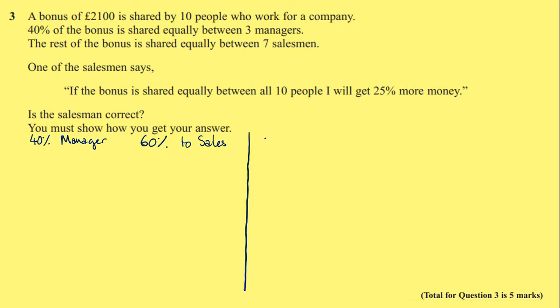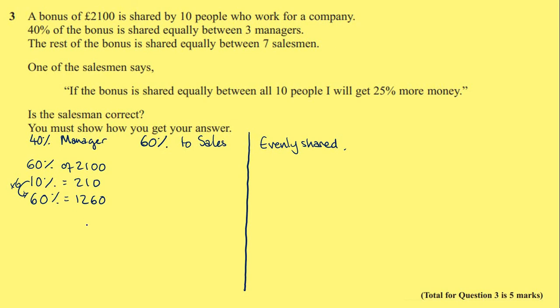Okay, and you've got the other one where it's all evenly shared. So 60% goes to sales in this case. But what is 60% of 2,100? Well, 10% is equal to 210. If we multiply that by 6, we'll find out that we've got £1,260 is 60%.